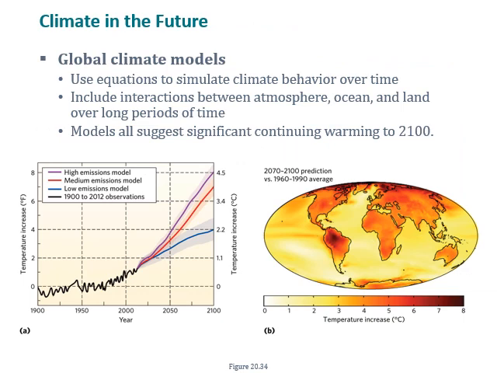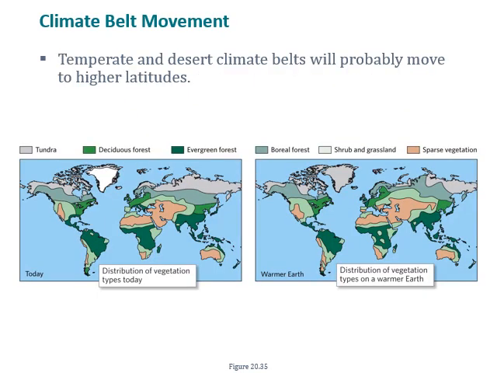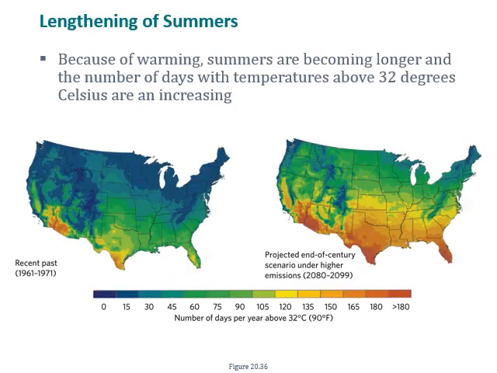Independent researchers, governments, and industries are attempting to model what Earth's climate will look like in the future. These models include interactions between atmospheres, oceans, and land over long periods of time. All reputable models, however, suggest significant warming continuing to 2100. As a result of this warming, temperate and desert climate belts will probably move to higher latitudes. So the distribution of vegetation on a warmer Earth will change.